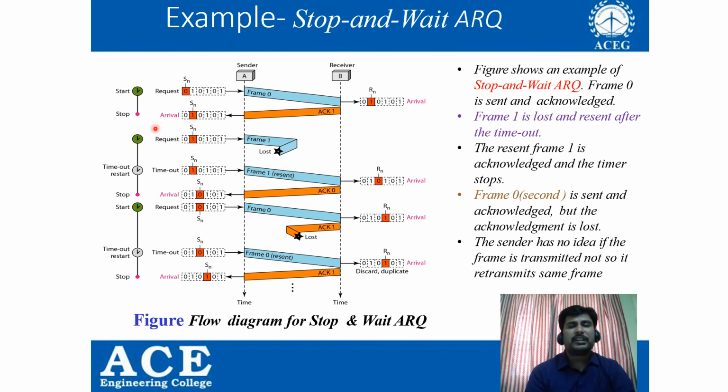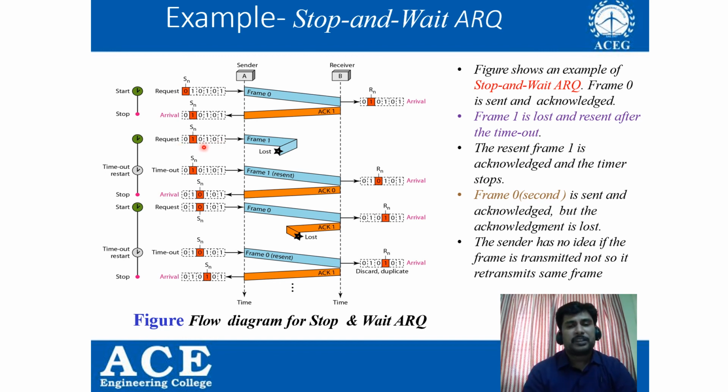Once the sender receives the positive acknowledgement, it sends frame 1. The sequence number initially was 0. After receiving the acknowledgement, the sender sequence number becomes 1 and it transmits frame 1. As we said, stop and wait ARQ is implemented in a noisy channel where there is a possibility of a frame getting lost, corrupted or damaged.